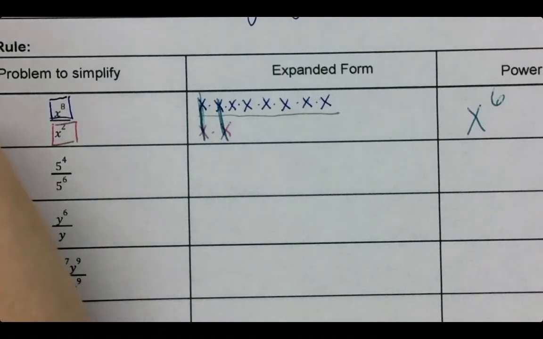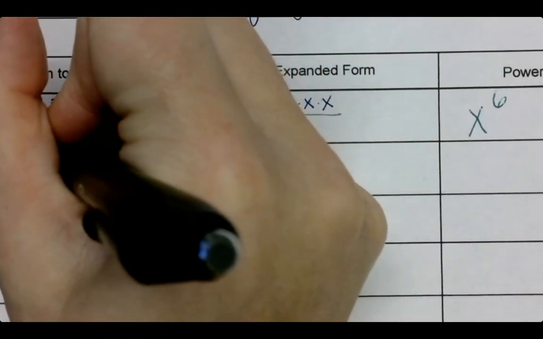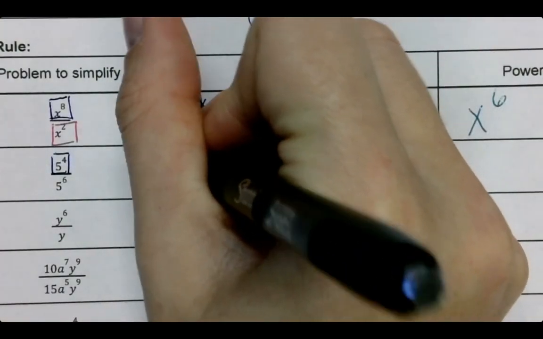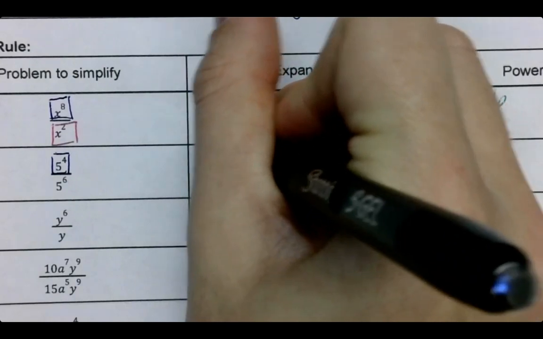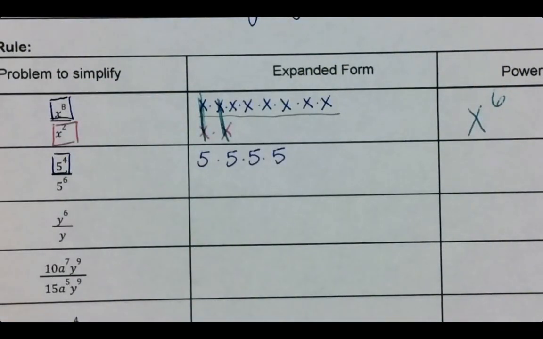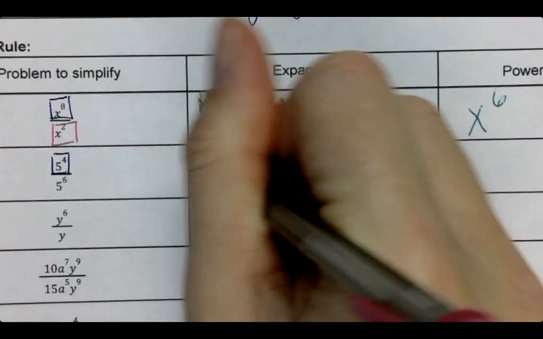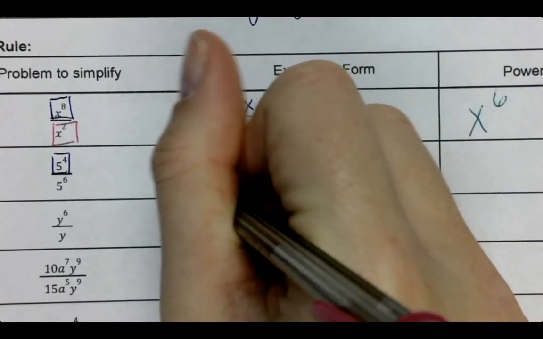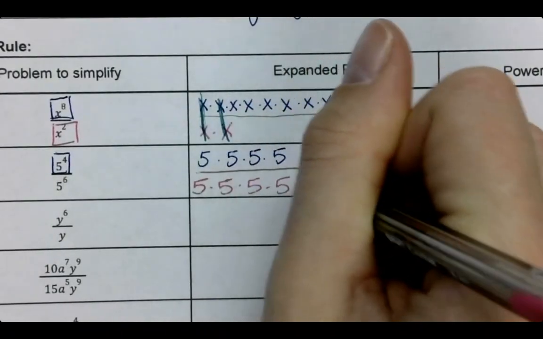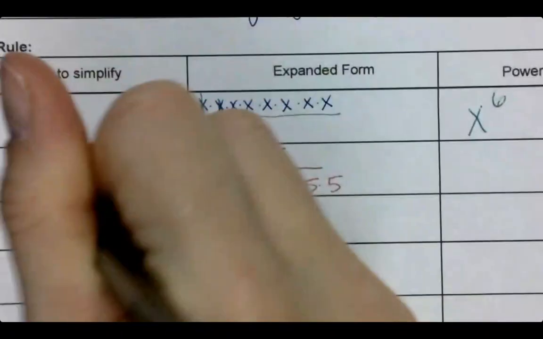So if we try the second one and do the same thing, on top, how many 5s would we have? 4. So 1, 2, 3, and 4. On bottom, how many 5s do we have? 6. 1, 2, 3, 4, 5, and 6.